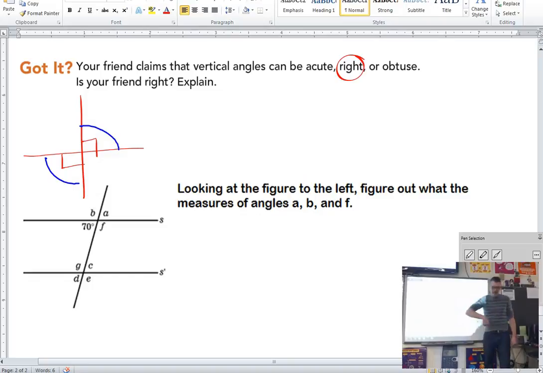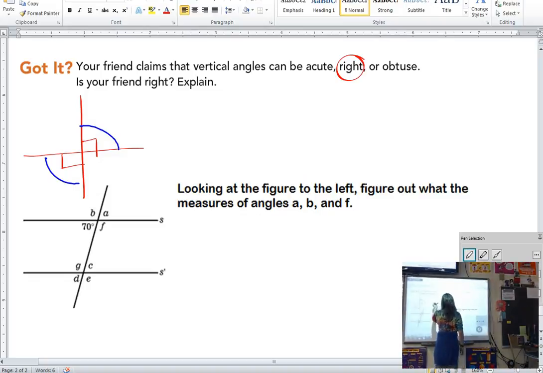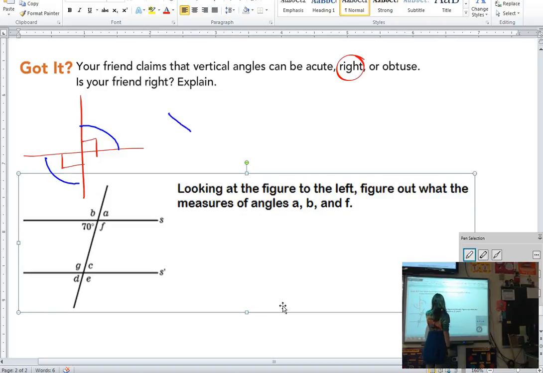Now, is anyone confident enough to come up here and draw an example that shows both acute verticals and obtuse verticals in one example? Abby, make it fast. You're way far away back there. And you can color code if you want, or however it will be easiest for you.